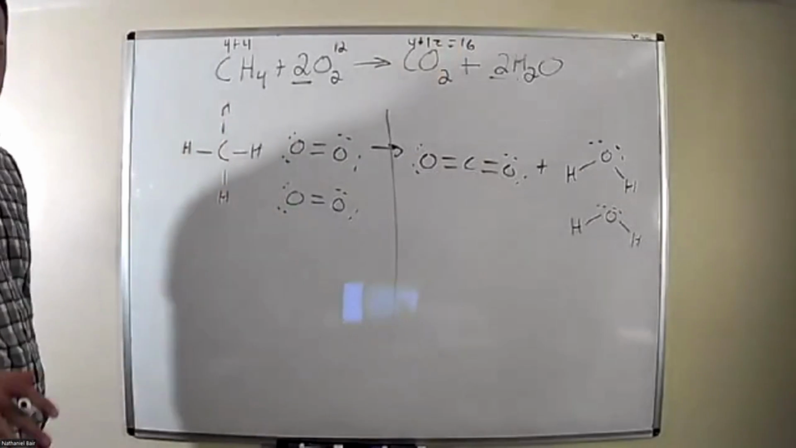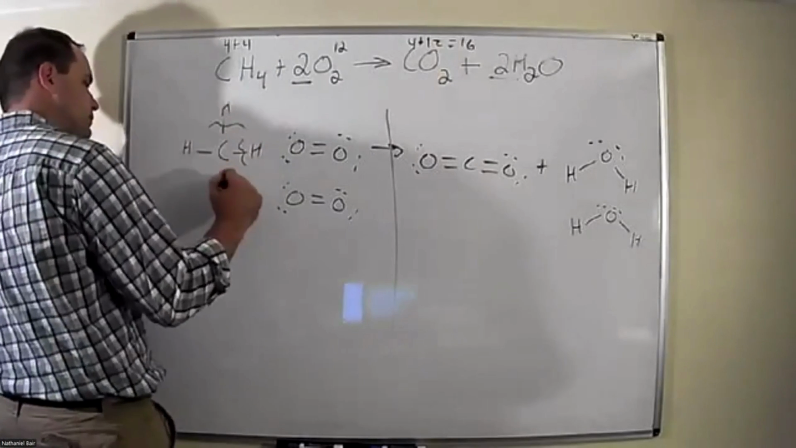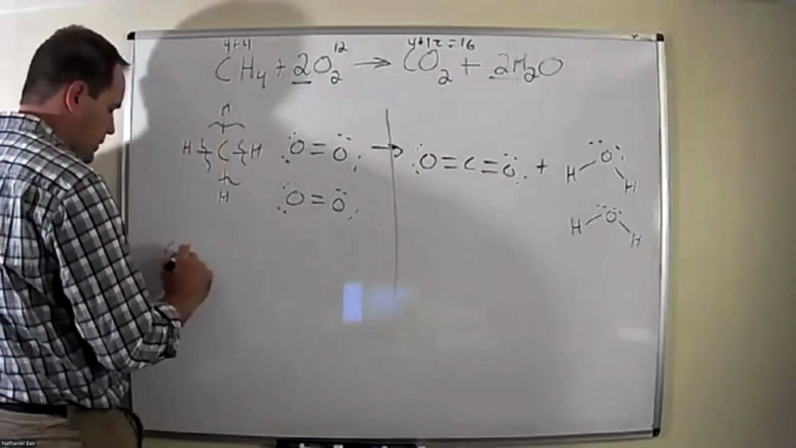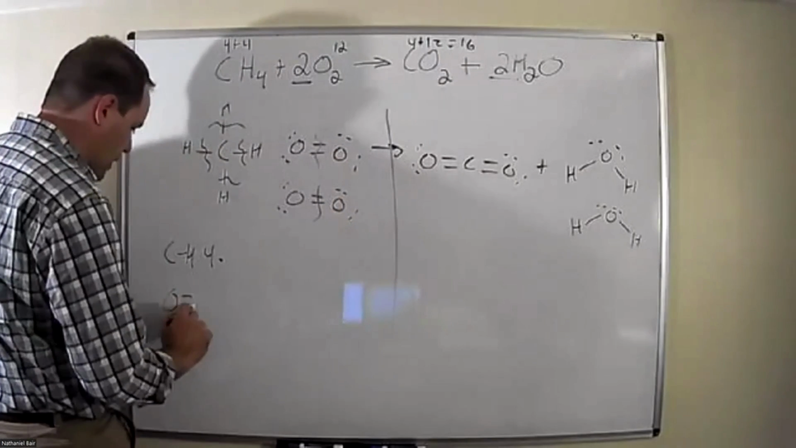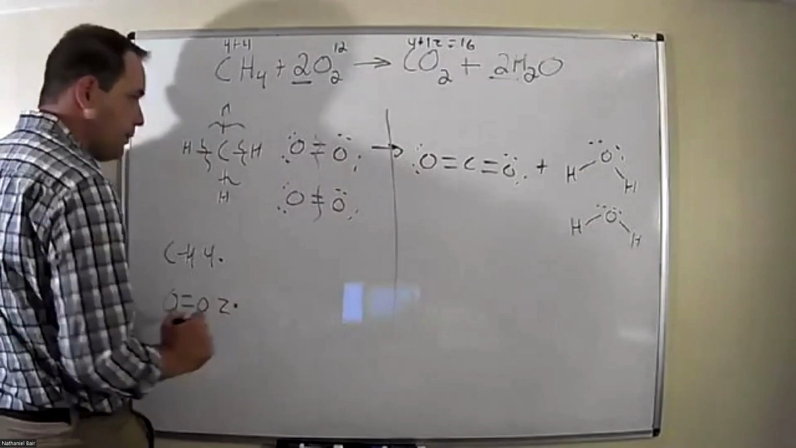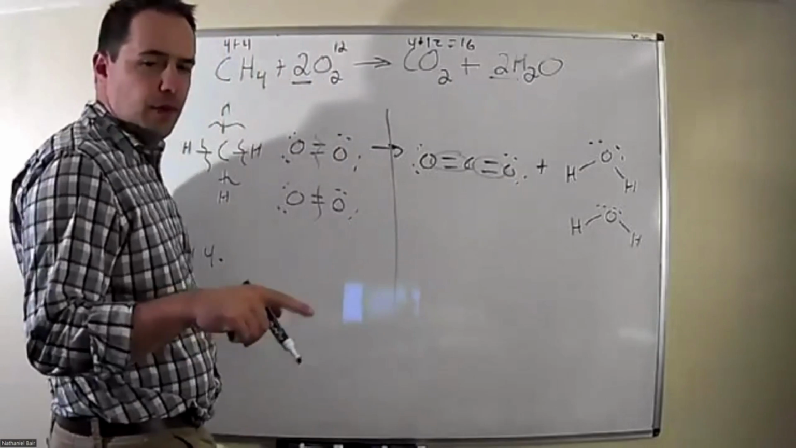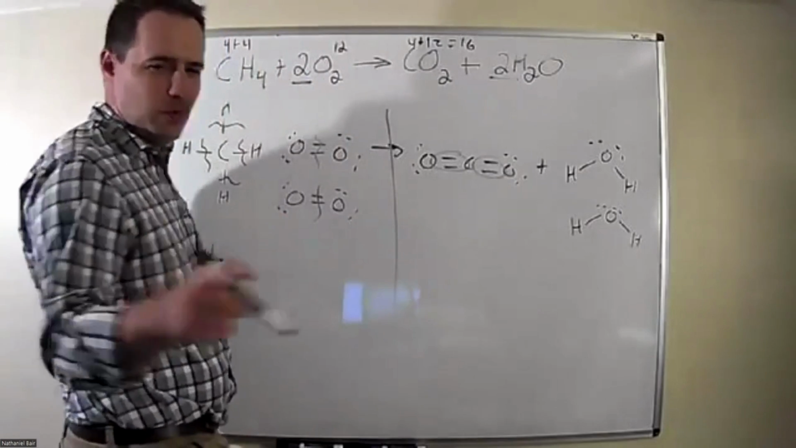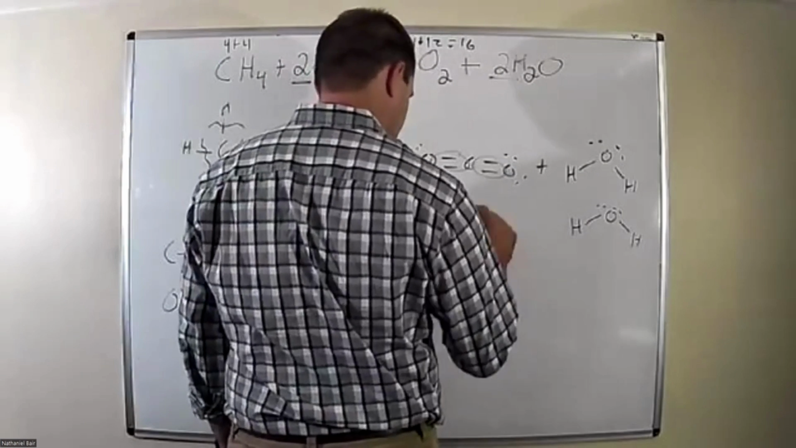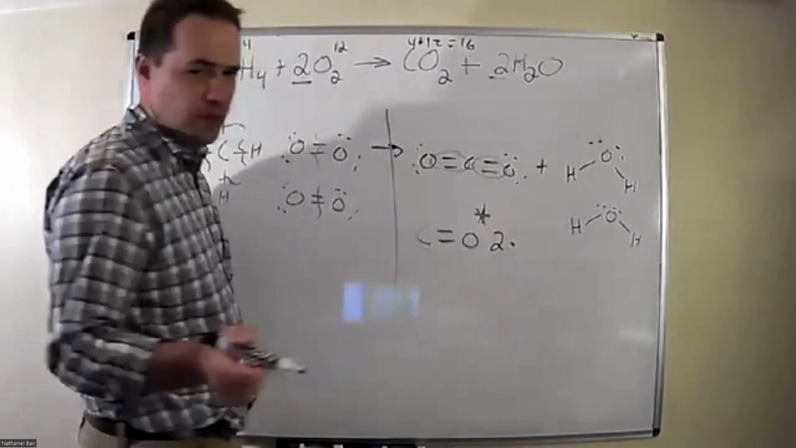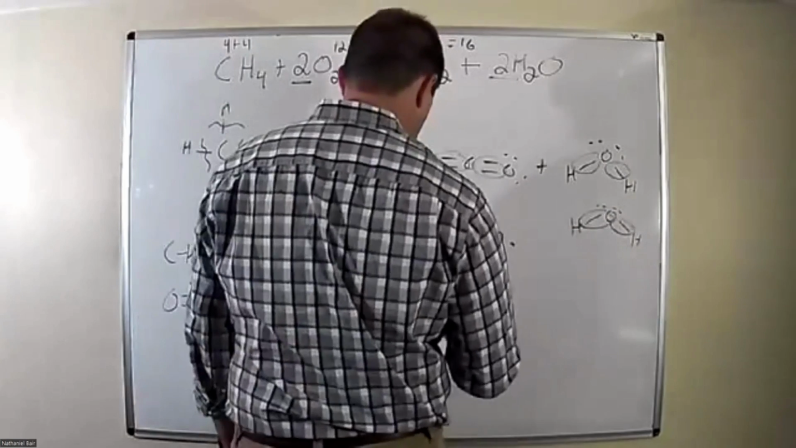Now we need to kind of tally up everything we're breaking, everything we're making. So we need to break 4 C to H single bonds. We need to break 2 O to O double bonds. We need to create 2 C to O double bonds, but they're in carbon dioxide. We're going to talk about that in a second. We'll put an asterisk there. We'll talk about why. And then we need to create 4 O to H single bonds.